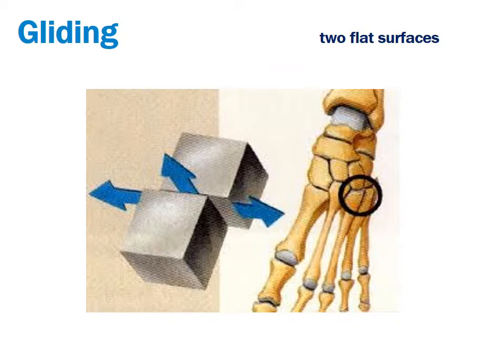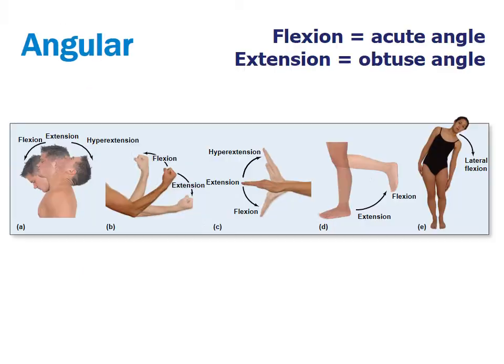Gliding, again, here we see two flat surfaces moving slightly against each other on multiple planes. This occurs in the tarsals or ankle bones to stabilize us when we stand. There are many angular motions.